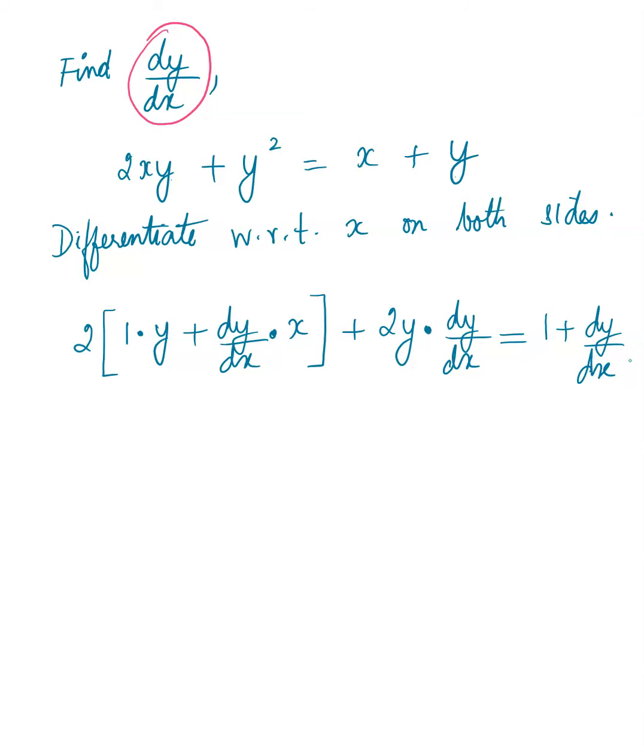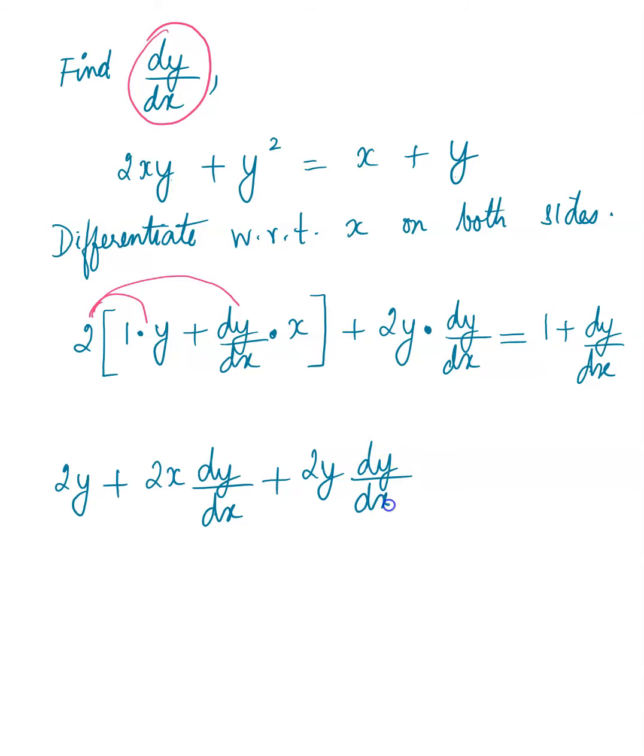We know in our mind that we are going to collect all the terms with dy over dx, but for that, let's first distribute, and the only place where I see the need to distribute is here. All other terms are pretty much by themselves. So that will be 2y plus 2x dy over dx plus 2y dy over dx equals 1 plus dy over dx.